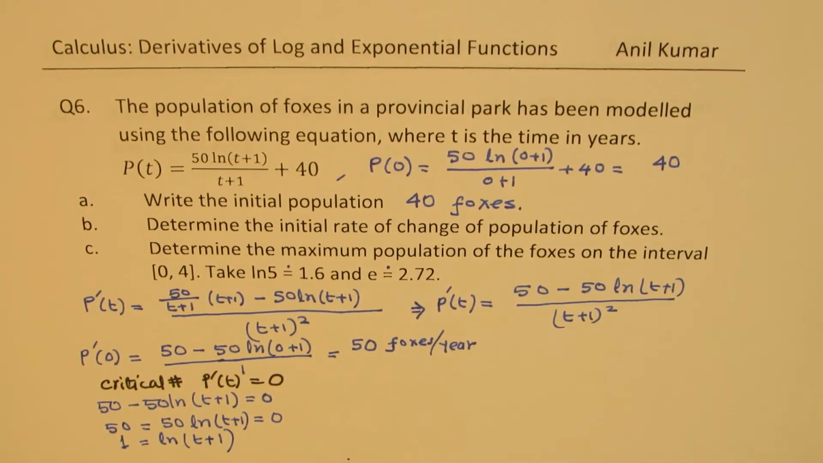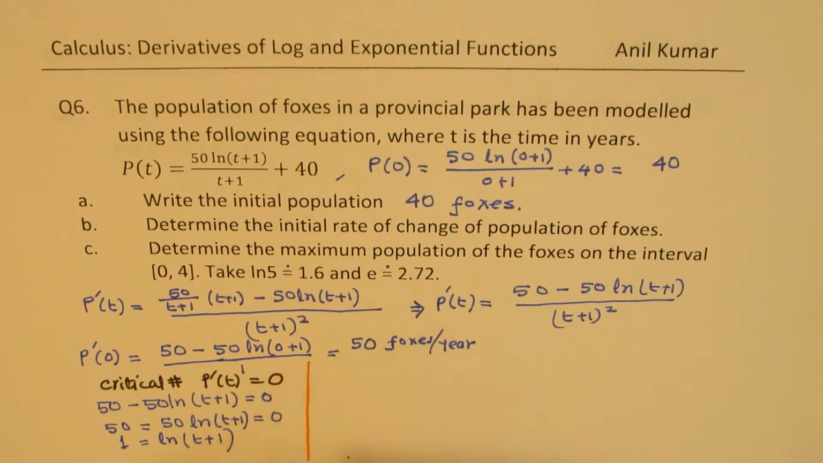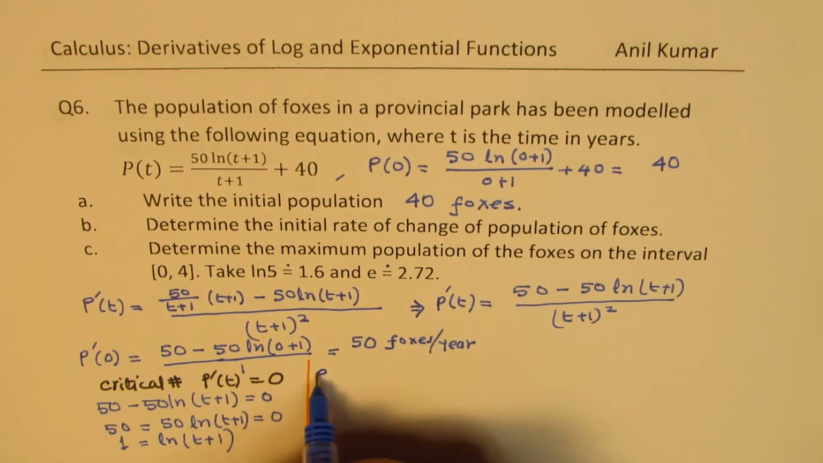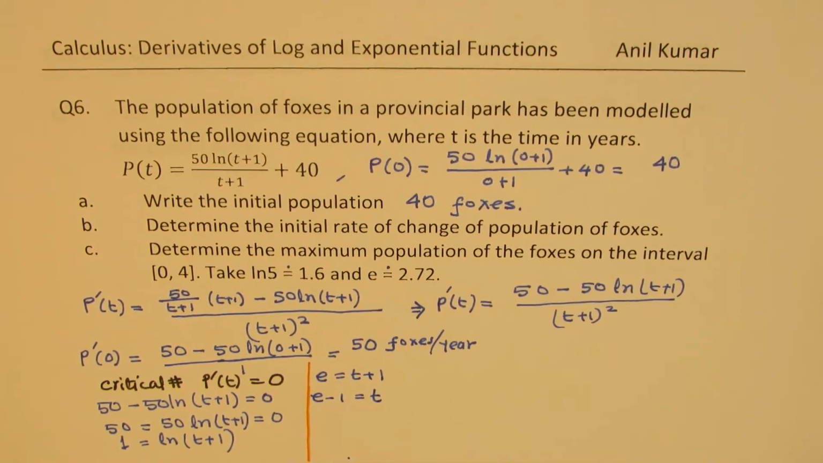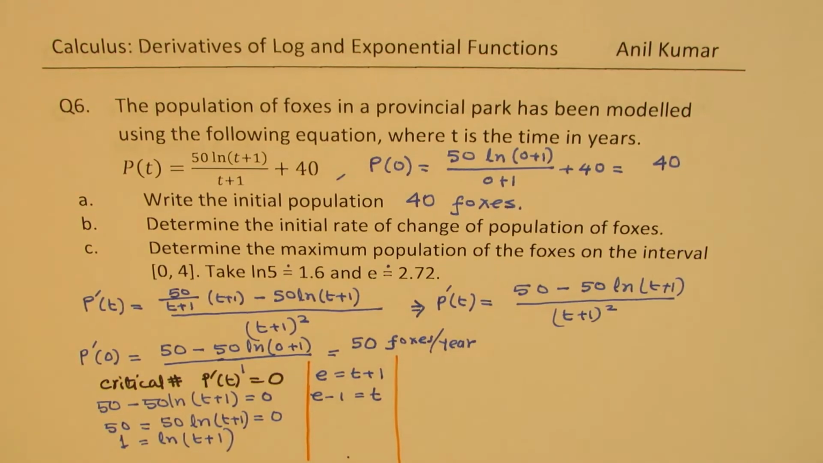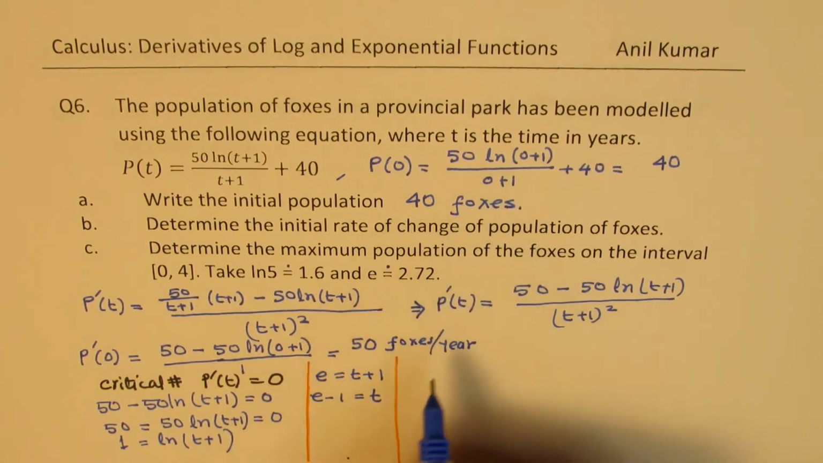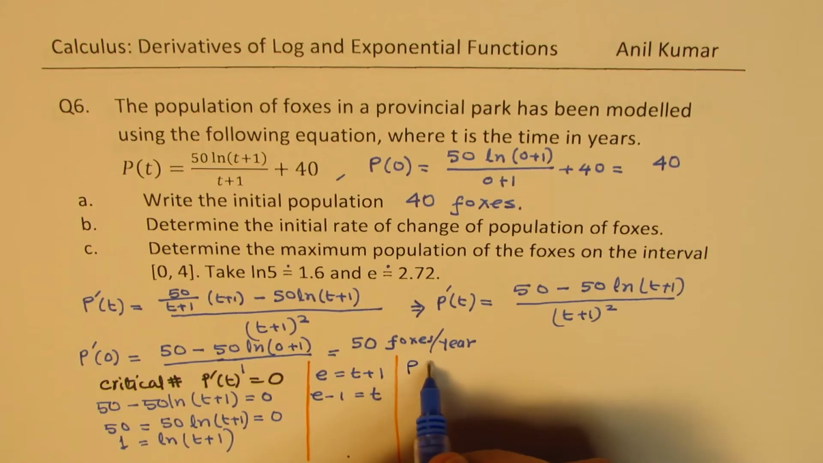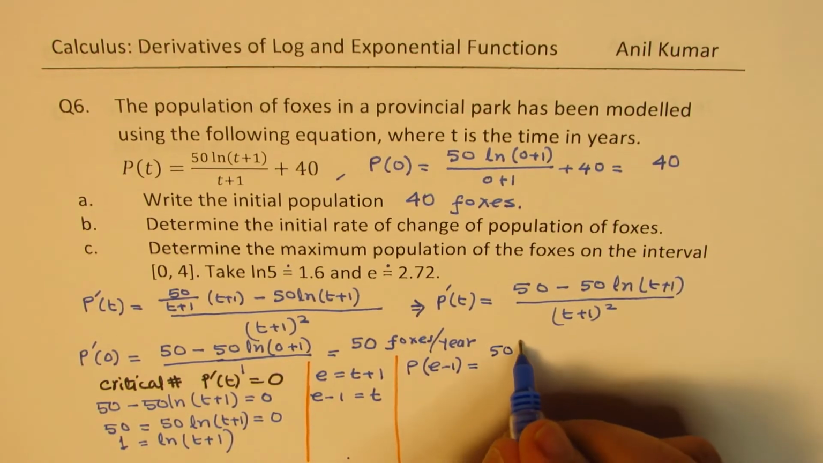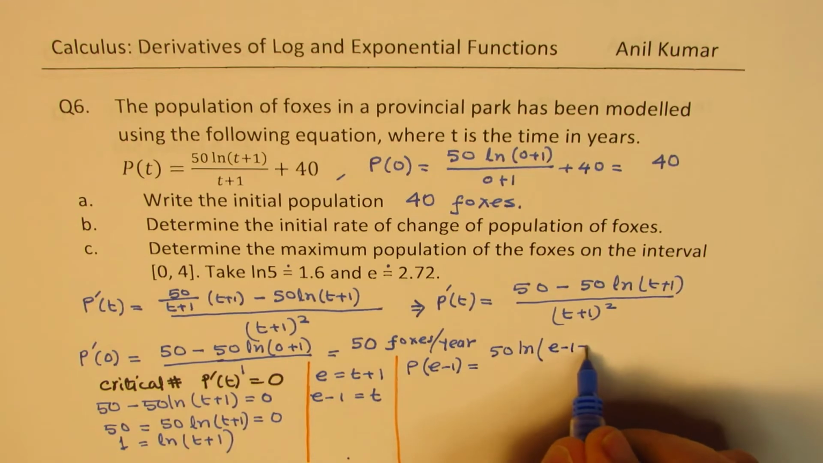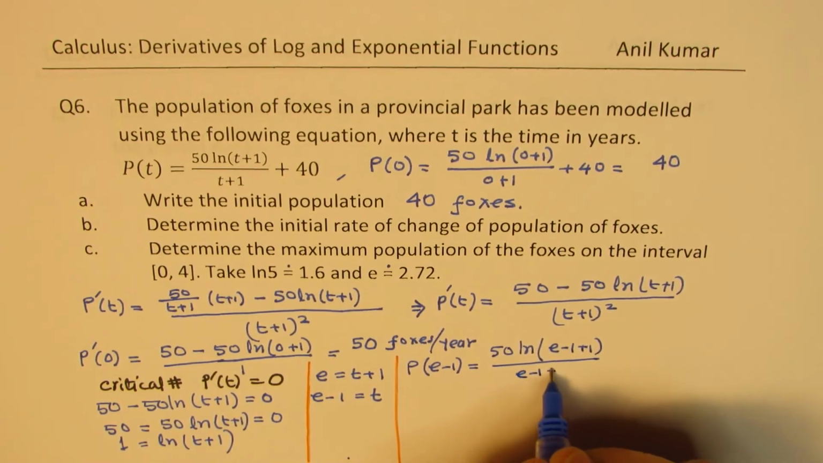Now let's solve this equation to find the value of t. So we get e to the power of 1, which is e itself, equals t plus 1, or we can say e minus 1 is t. So t equals e minus 1 is a critical number, right? So that's a critical number. Now we are going to find the value of this population at P of 0, which we know, and at e minus 1. Let's figure this out. So what is the population when t is e minus 1? Substitute here. We get 50 ln(e minus 1 plus 1) over (e minus 1 plus 1), plus 40.